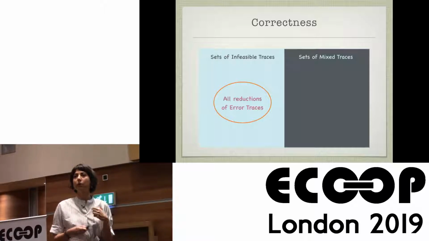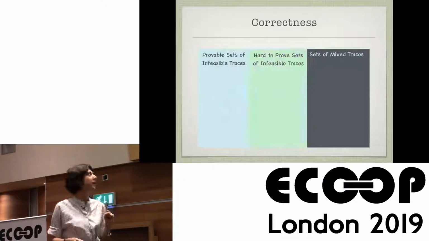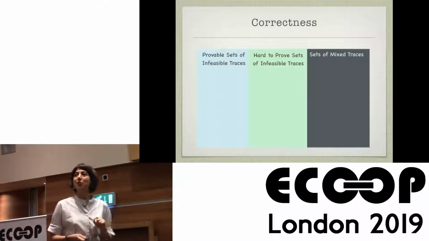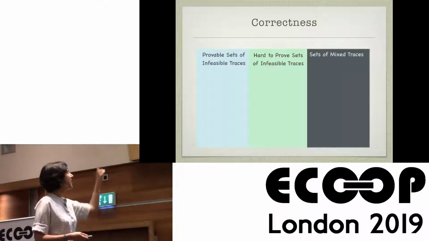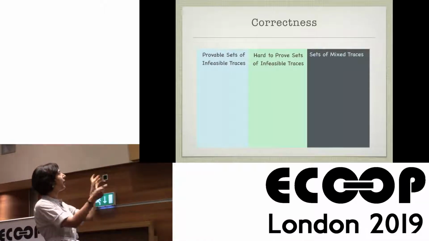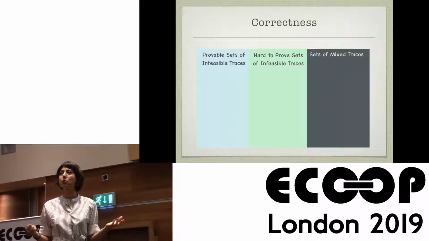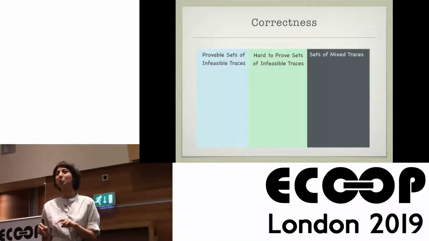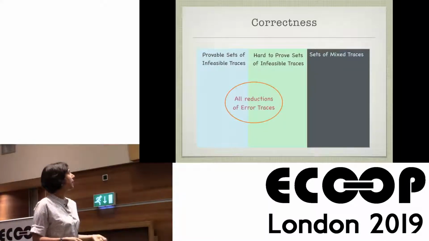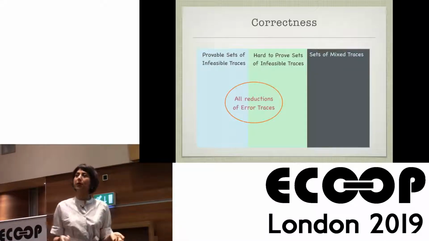But what I don't actually care about is all. What I care about is that I can prove one of them only correct. That would suffice. Which gets me to this new picture in some sense. So I have divided the sets of infeasible traces into 2 subsets. I have the easy to prove ones and then the hard to prove ones. And this is from the point of view of an automated prover. And my error traces, the set of all reductions of error traces, would still be in the combination.